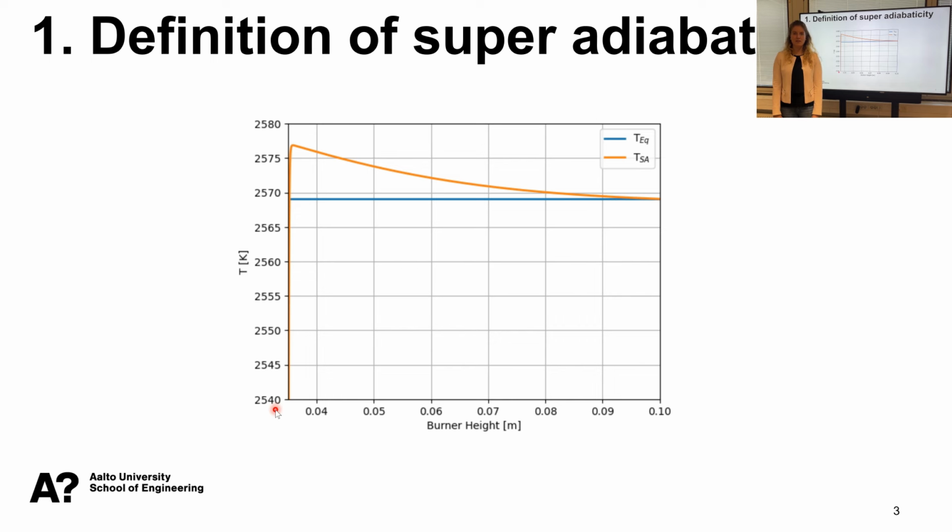Superadiabaticity is defined as the local temperature overshoot over the adiabatic temperature. This graph shows the equilibrium temperature in blue and the superadiabatic temperature, or TSA, in orange. We can see that the maximum temperature in the beginning drops down to the equilibrium temperature at the end of the domain.